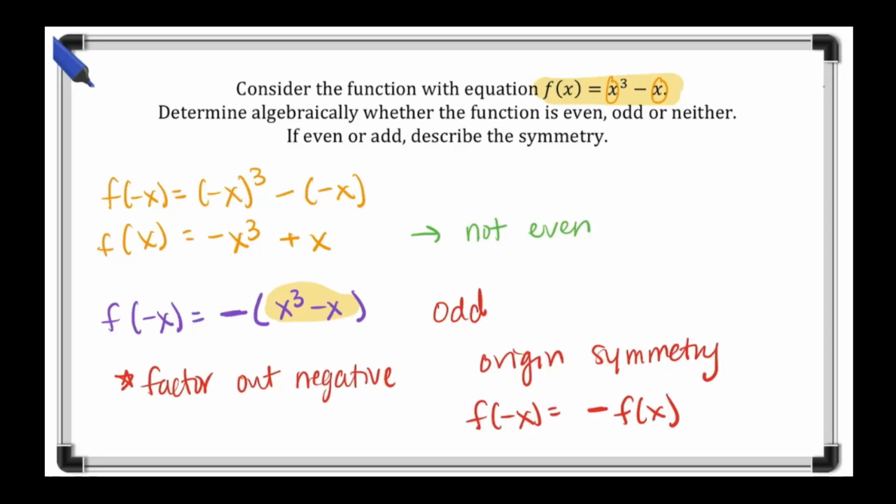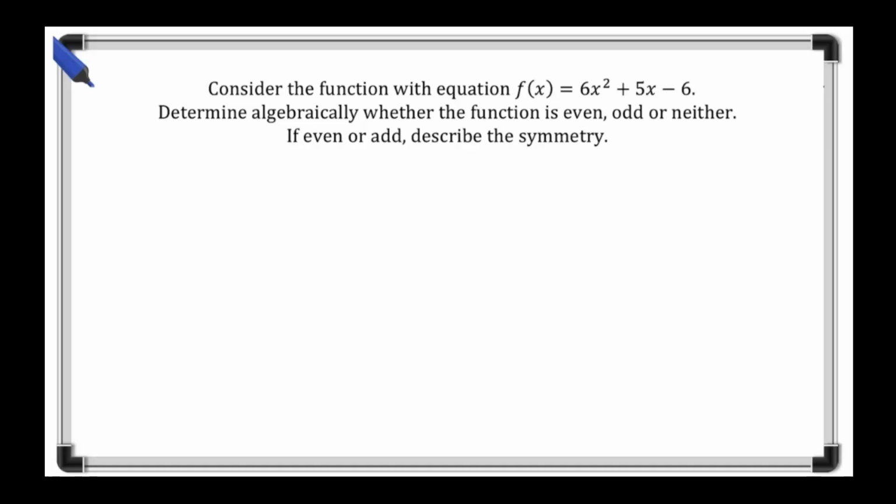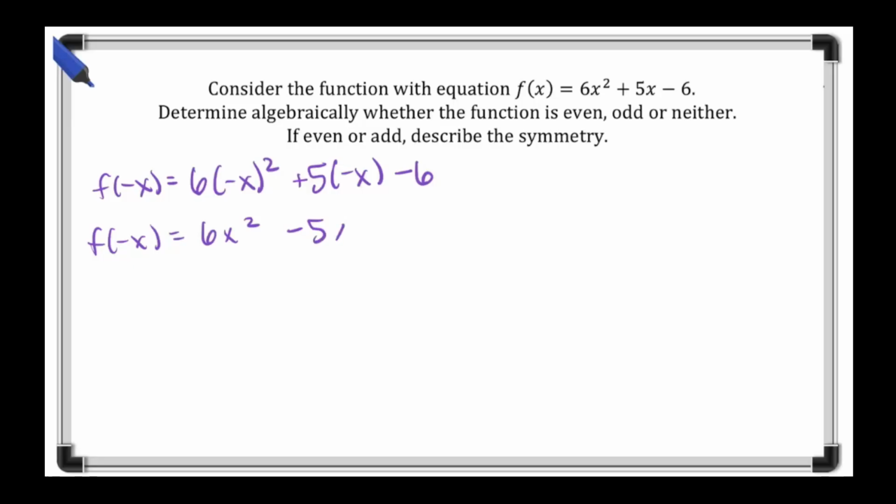Okay, so here we go. One last example for you. Same idea. Let's check: is it even? If it's even, it has to be the same. If it's odd, it's got to have that negative one on the outside to factor it out. If it's neither, then it's neither. So let's check it out. I'm going to take f of negative x and again replace all my x's with that negative x here. And let's simplify. For f of negative x, I've got 6x squared, then a minus 5x and a minus 6.